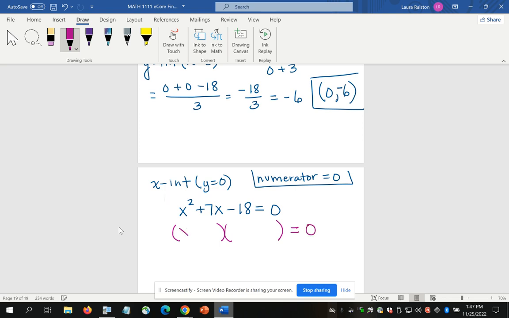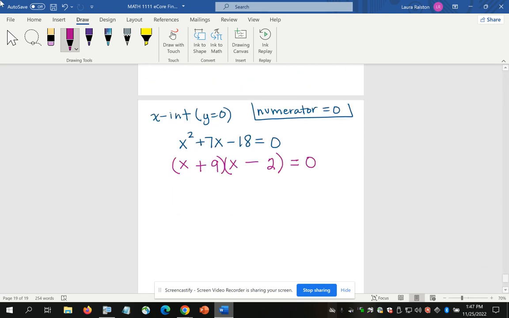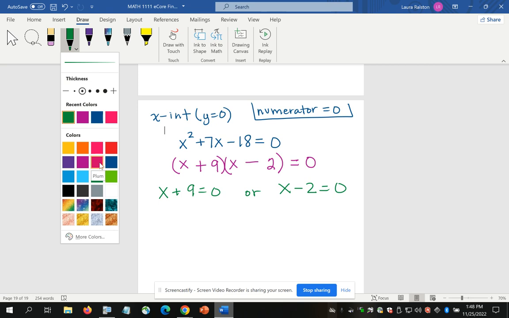I'm going to use trial and error here. A pair of numbers that multiply to 18 and subtract to 7 are 9 and 2. 9 times 2 is 18. 9 minus 2 is 7. The 7 is positive, so the bigger number, which is 9, needs to be positive. So I solved that one by trial and error. Then I know that either x plus 9 was equal to 0, or x minus 2 was equal to 0. And then I have to solve each of those respectively for x.